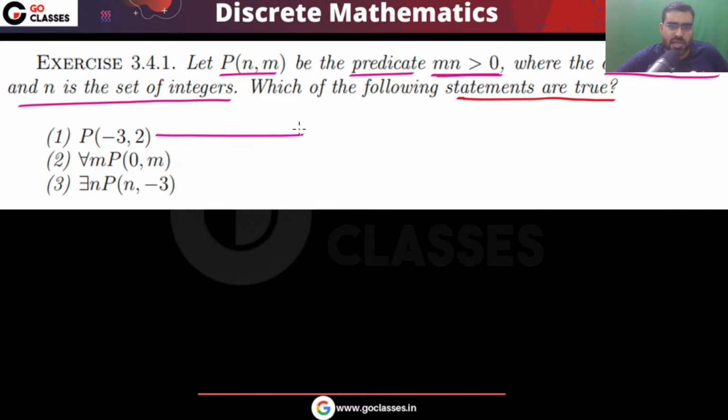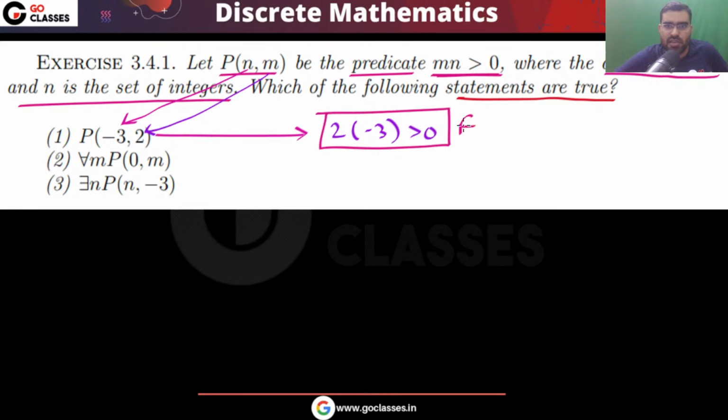First of all, look at this statement. What is this statement telling you? This is a simple predicate. You are replacing this n with minus 3, and this m you are replacing with 2. Okay, so this is the simple point. You can notice this will basically be mn greater than 0. So this is definitely false. This is definitely not true.